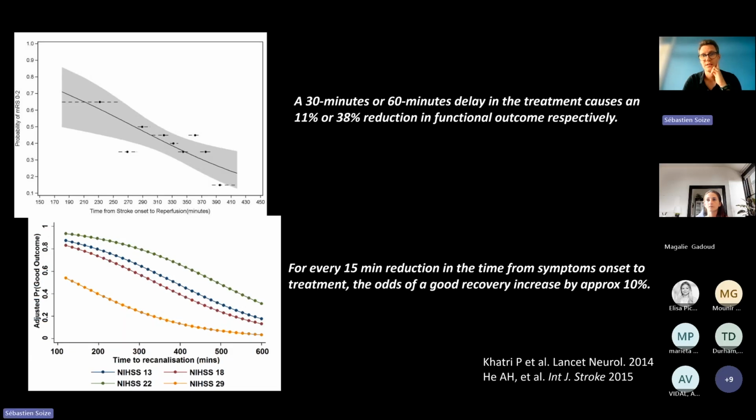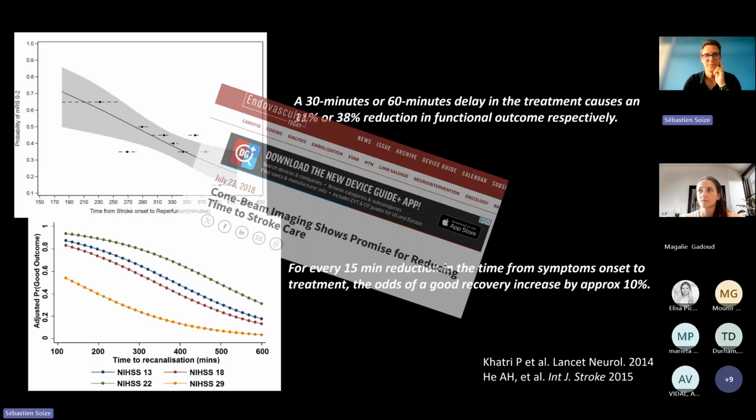And 30 to 60 minutes corresponds to a 10 to 40% reduction in functional outcomes. So it can be really, really important for the patients to try to save this time. Obviously, if you are registered to this webinar, you are already convinced that it can help your patients.